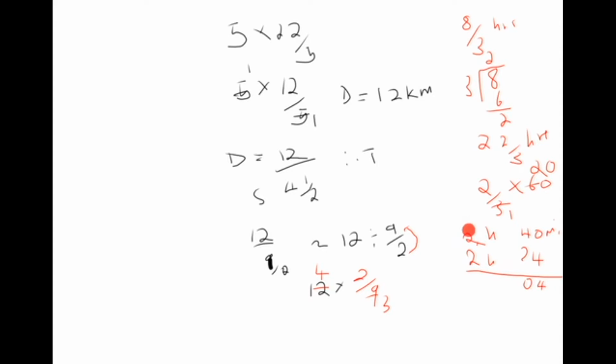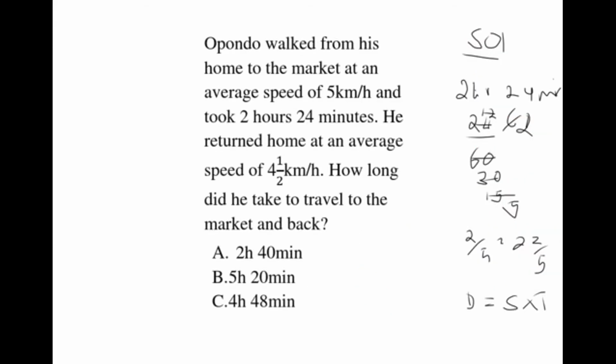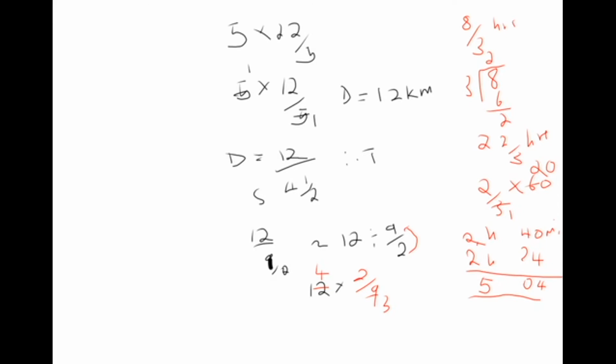Therefore, here you will have 1 plus these 2, then plus these 2, whereby we shall get 5. So it took 5 hours, 4 minutes. Therefore, our correct choice will be choice D, 5 hours and 4 minutes.